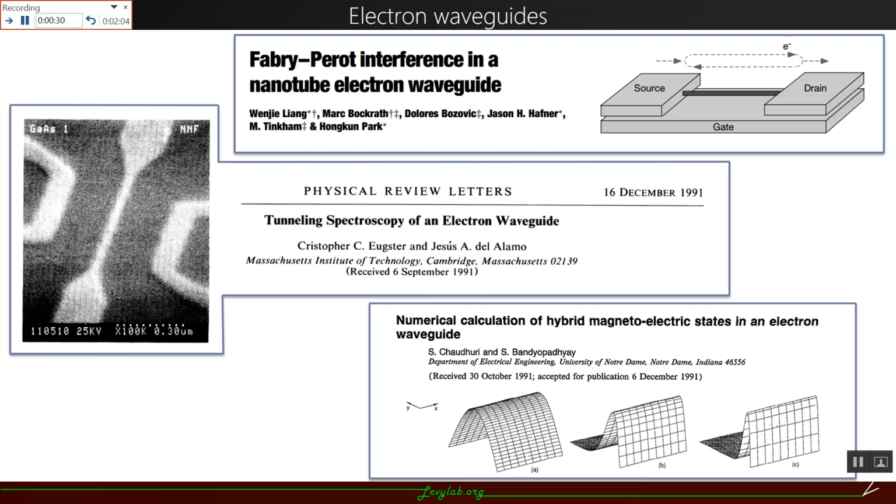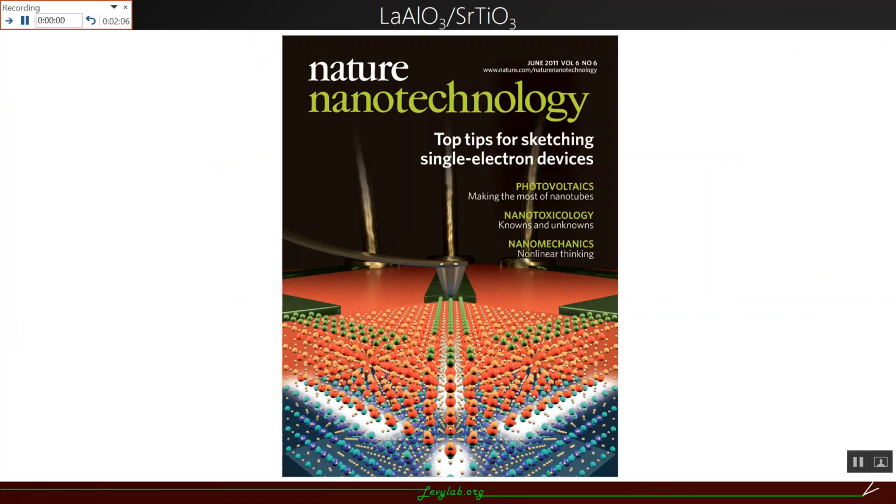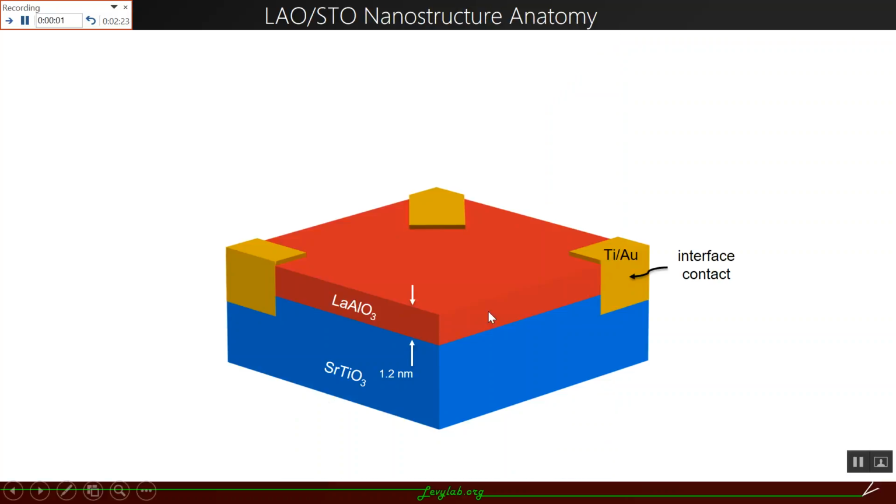in these waveguide devices. Another system of interest for creating electron waveguides is the lanthanum aluminate strontium titanate interface, where our group is able to create long, narrow conducting channels with controllable lateral and vertical confinement. In order to do this, we start with a heterostructure where the lanthanum aluminate layer is just below the critical thickness, so that the interface is still insulating.